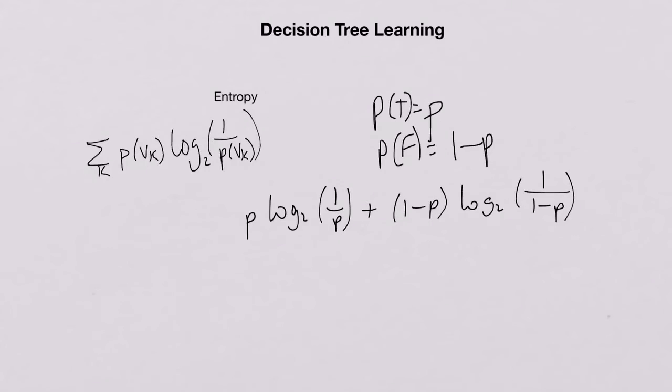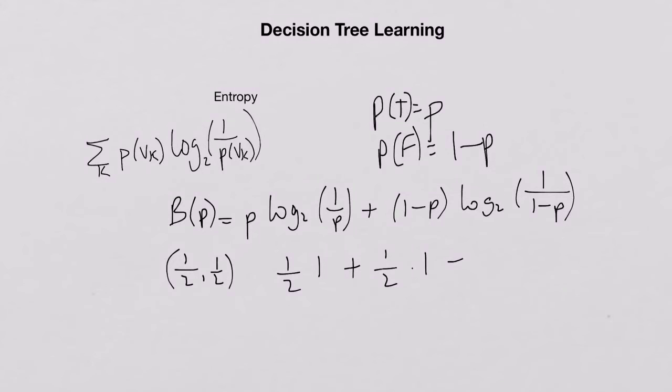We can easily see that if the distribution is half and half, an even distribution, then the outcome of this formula, which we will call b of p, would be half times log 2 of 2, which is 1, plus half times log 2 of 2, which is 1, and overall it's 1. So generally speaking, an even distribution has an entropy of 1, meaning that it's uniformly distributed.